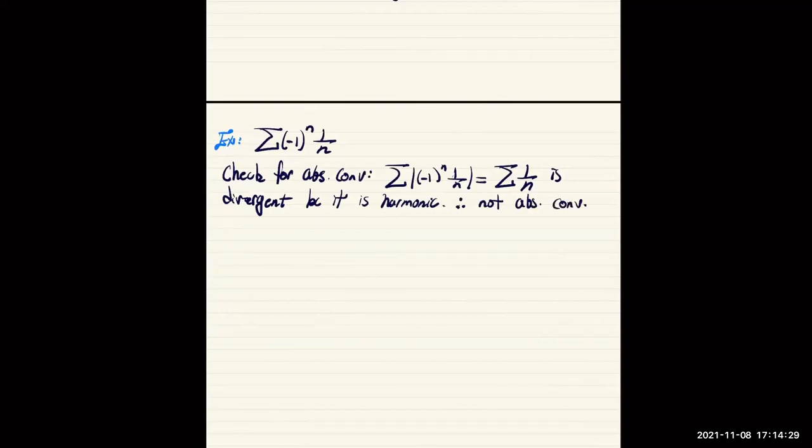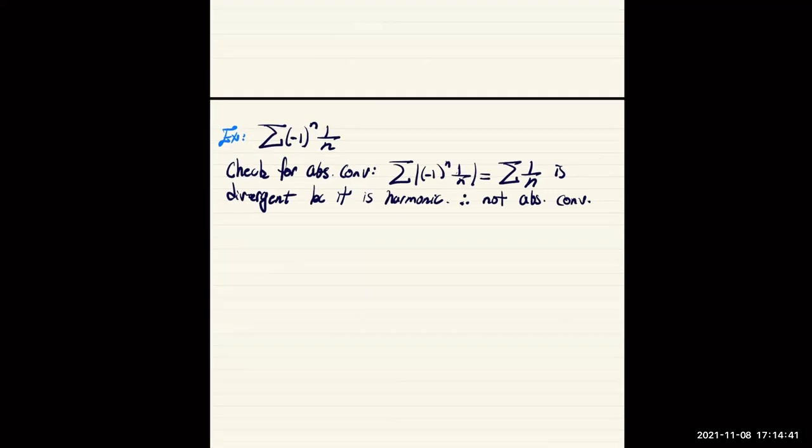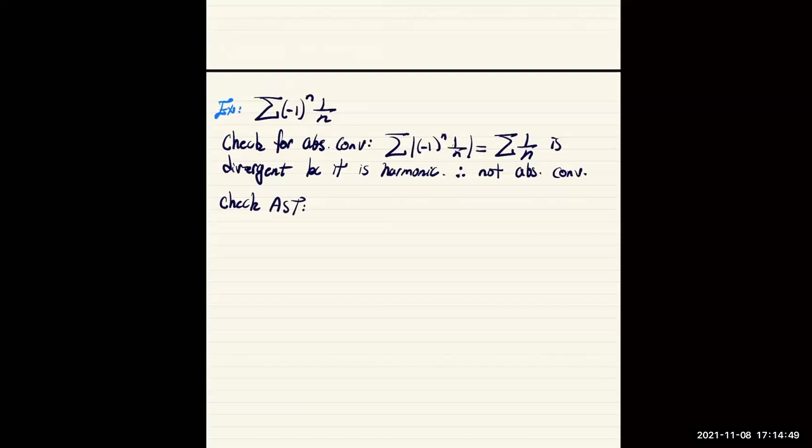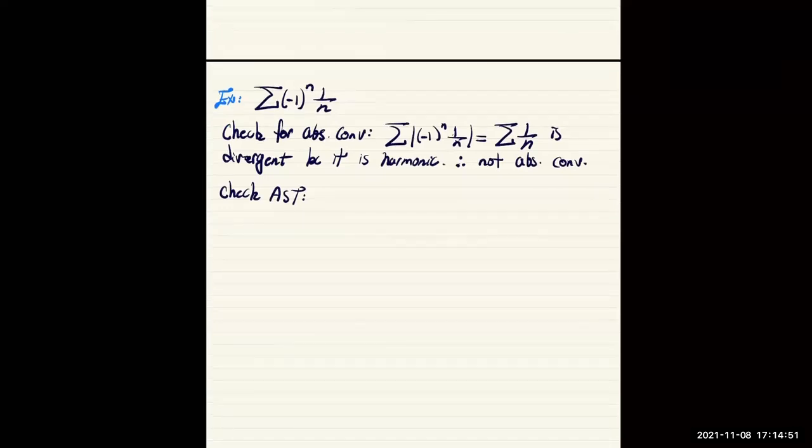All right, yeah. But if it doesn't absolutely converge, it doesn't mean it is going to diverge. It's just not absolutely convergent. If you check AST, okay, run the alternating series test on the series.